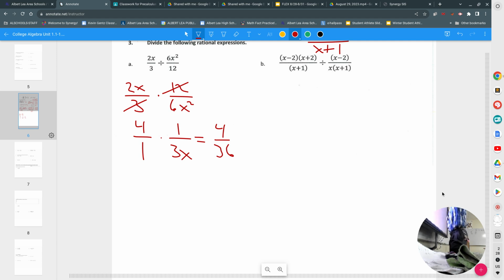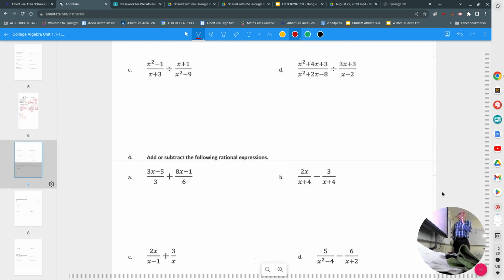Wow. This handwriting thing is tough. Come on, let's try this again. 3x. There we go. We're not going to do letter B for the sake of time. We're going to move to the next page.